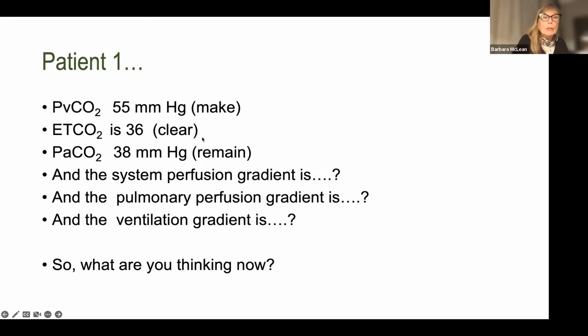Okay, so now let's look again. PvCO2 55, end tidal CO2 36, PaCO2 38. 55 to 38 is 17, 38 to 36 is 2. So the problem is here, your PV to arterial, which is your systemic perfusion gradient. You've got to give volume and/or inotrope if your patient is at risk.